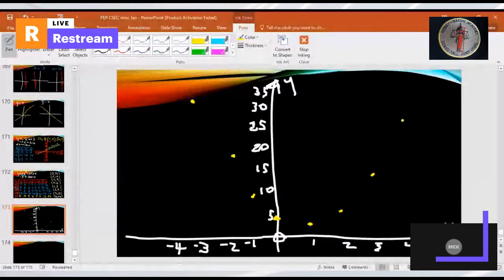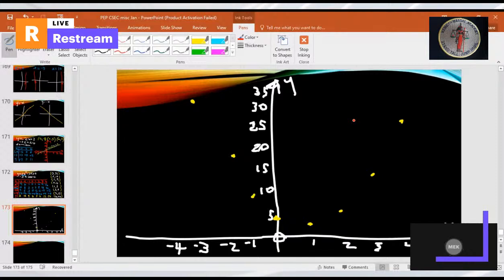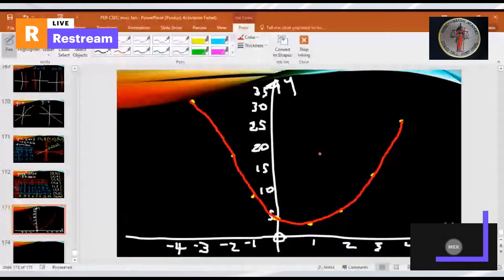All right, so now we're going to join them. For the quadratic, you don't use a ruler. You use your free hand to connect the points. Remember, it's a curve, so you don't want a ruler. You just take your time and use your free hand to make that curve. All right, so something like that.